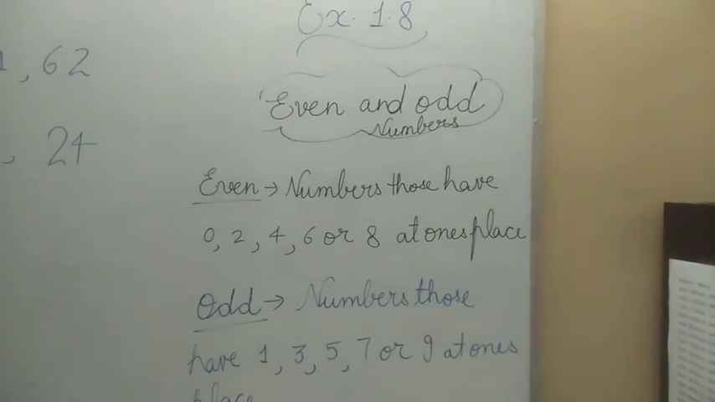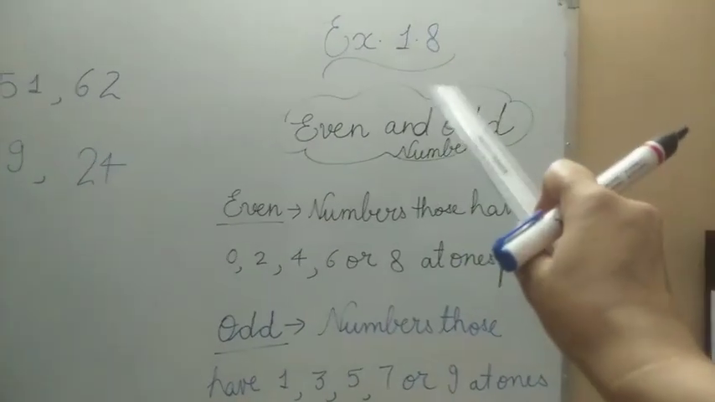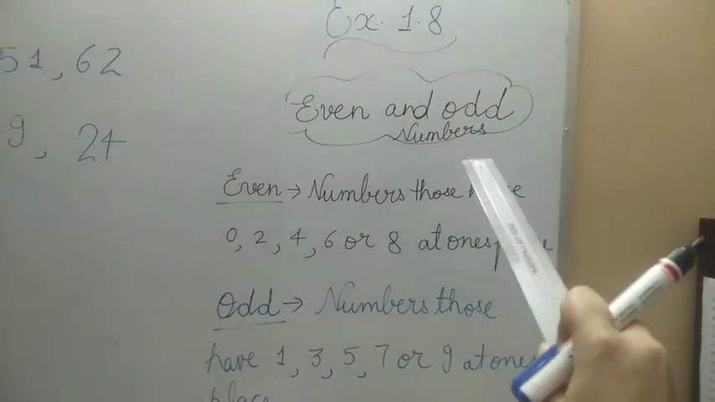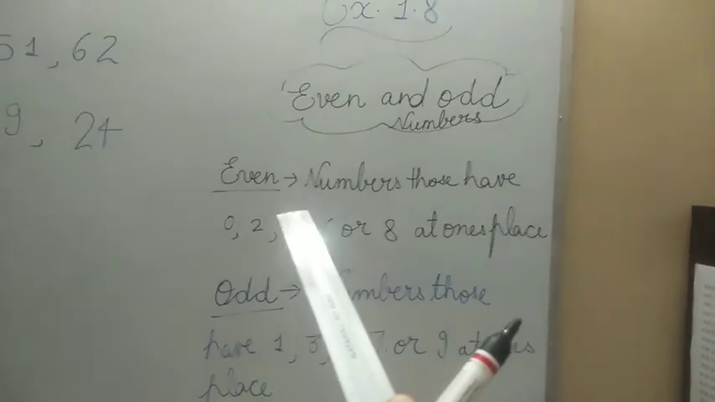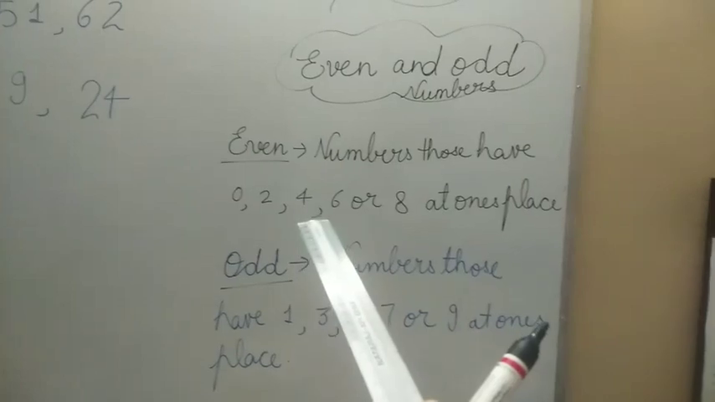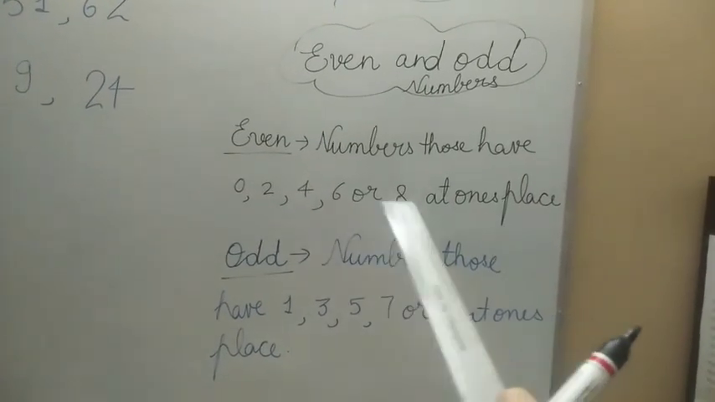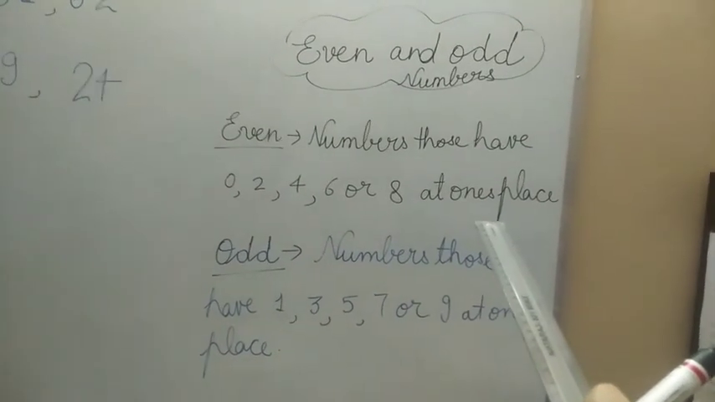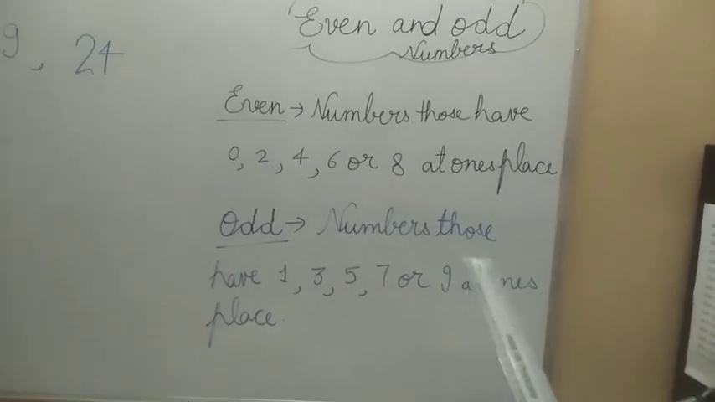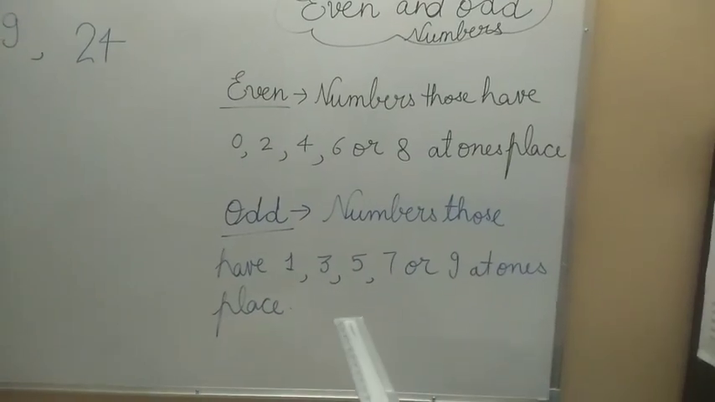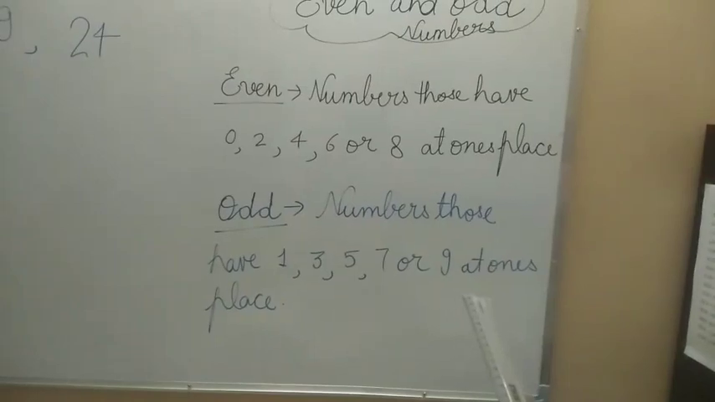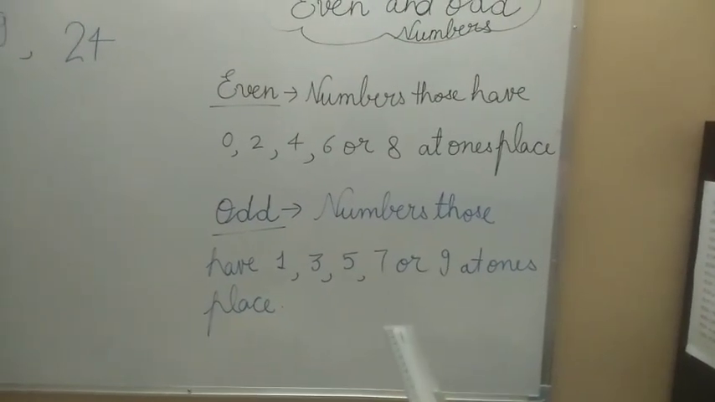Now students, in exercise 1.8, you will learn about even and odd numbers. What are even numbers? Even numbers are those that have 0 or 2 or 4 or 6 or 8 at ones place. These are called even numbers. And odd numbers are those that have 1 or 3 or 5 or 7 or 9 at ones place. These are called odd numbers.